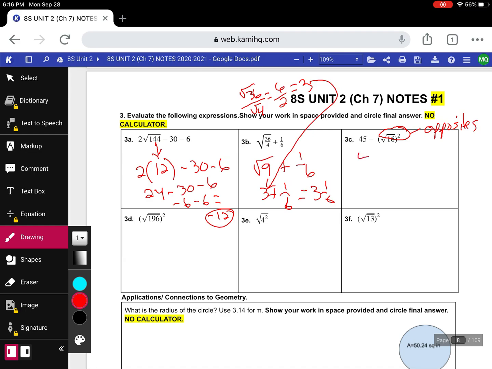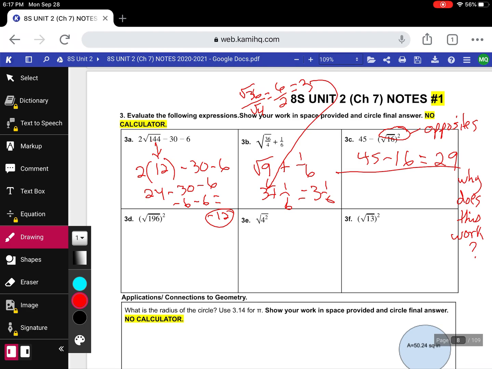So you could literally just go 45 minus 16. Now, why in the world does that work? I want you guys to know why. So 45 minus 16 is 29. Okay, you can do the math. But why does that work? That's the big question. Well, let's think about it for a second.